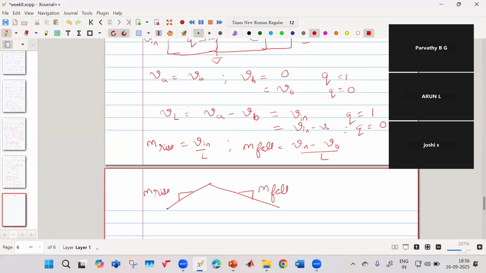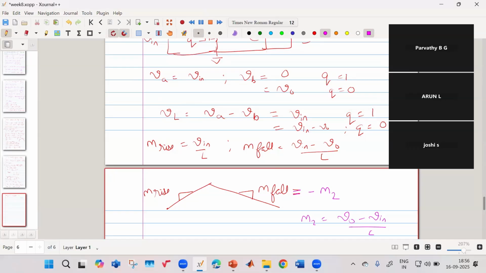But when we have done the modeling, instead of M fall, what we wrote is minus M2. We are not using M fall there. If you notice, we are using minus M2. And you would have to change, so what would become your M2? Your M2 would be equal to V0 minus V in by L. This is how we are writing it.